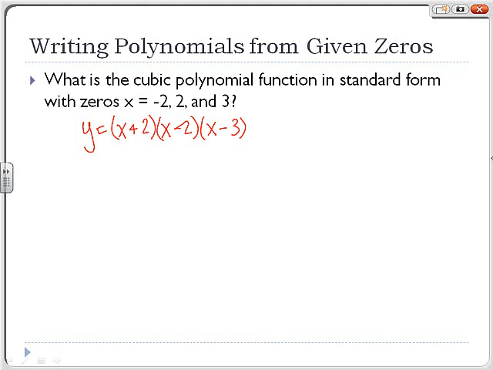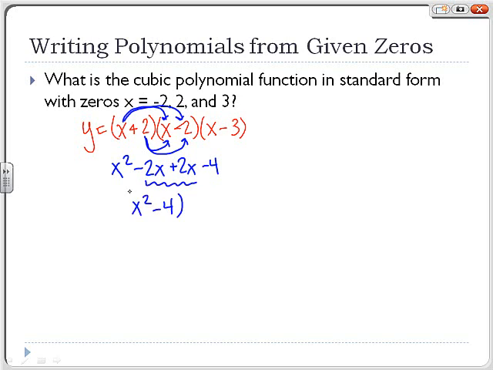To write the cubic polynomial function, we need to begin by distributing. So we're going to say x times x is x squared. x times negative 2 is negative 2x. 2 times x is plus 2x. And 2 times negative 2 is negative 4. Add together your like terms, and you get x squared minus 4.